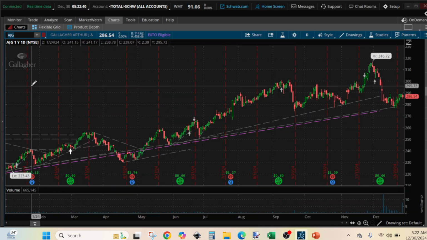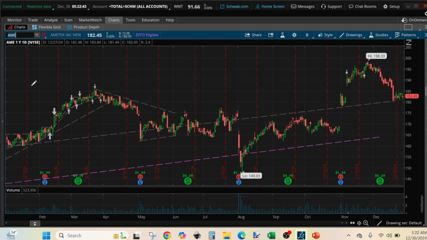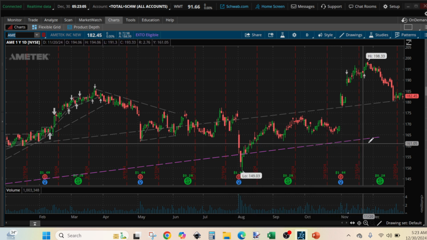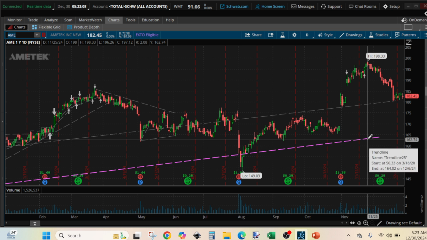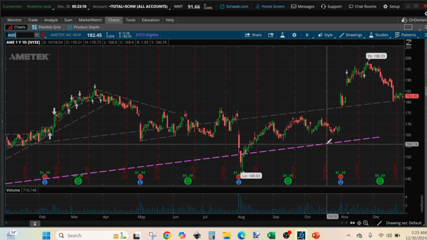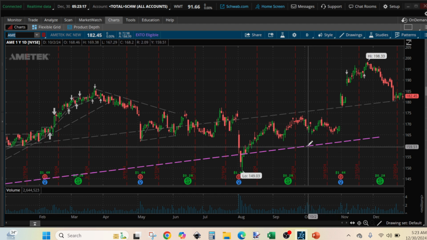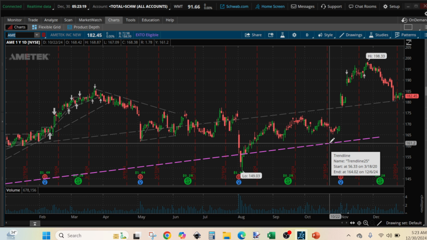AME. I think that one we bought it as well, but again, if we'll buy it, it's going to be on this line, therefore it is nowhere near it yet. If you are wondering what this line signifies, well, it is the support or the uptrending line that we like to enter the trade.